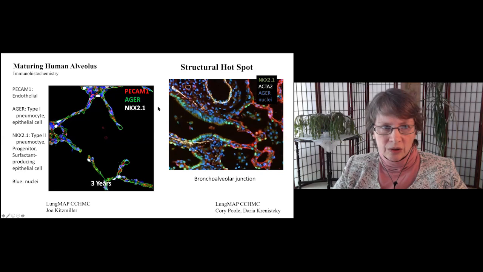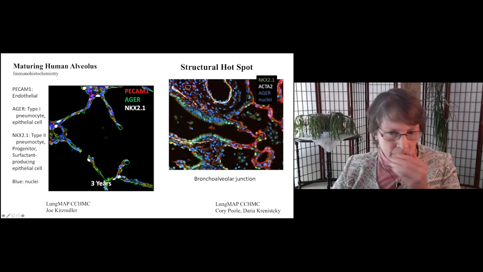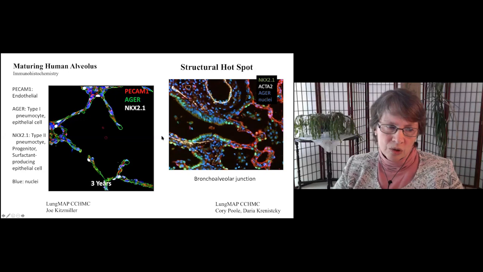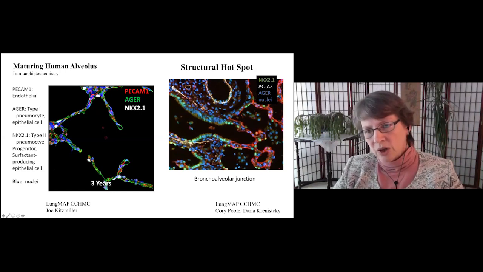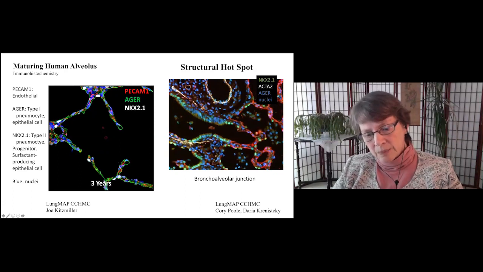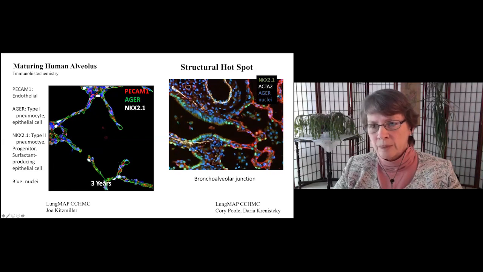These two images of beautiful immunofluorescent staining, from Cincinnati and from Rochester, again demonstrate the cellularity of the alveolus, with capillaries and endothelial cells very tightly coordinated with the type 1 alveolar cells and the type 2 cells producing surfactant. And to the right, they show the progression of cellularity as we come down the airway of the bronchiole to give way to the alveolar cells.